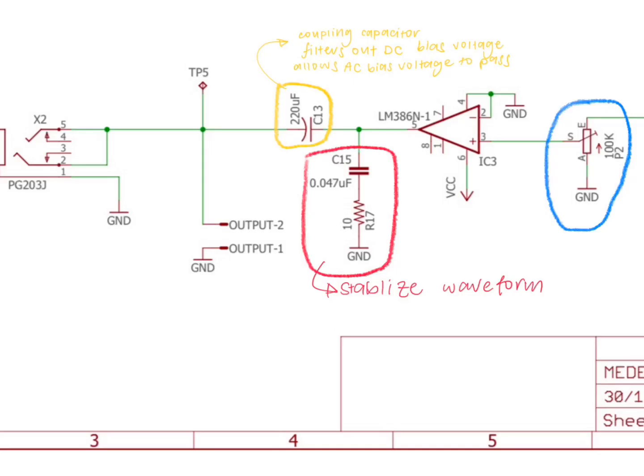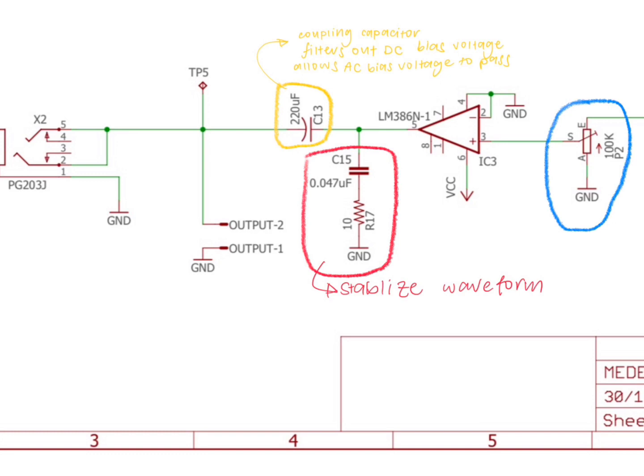In the final stage, stage 4, IC3, LM386N-1 is being used. It is an audio amplifier that drives a speaker, and it is supposed to work in single supply mode internally, so no additional voltage is required. Capacitor C15 filters out high frequency that is above 40 kHz. Without it, the waveform output would be slightly unstable.